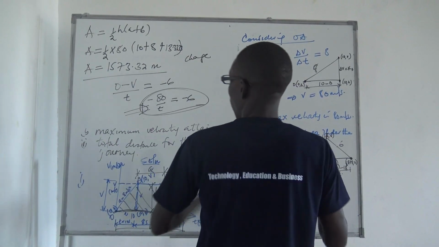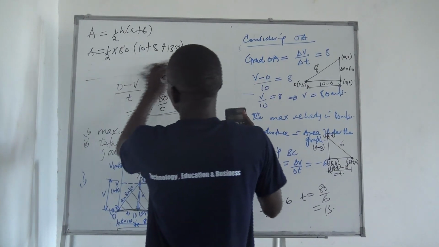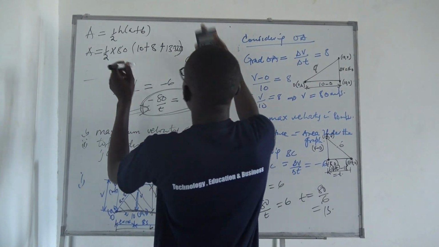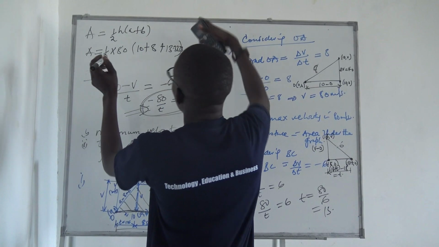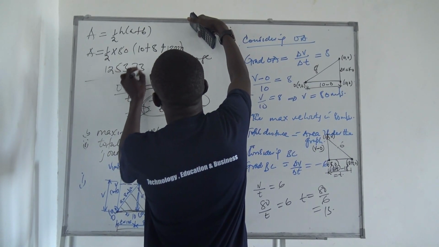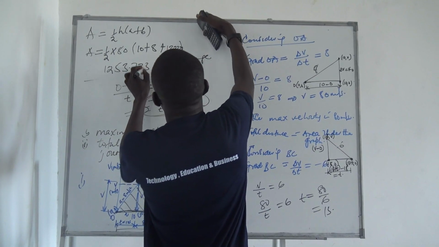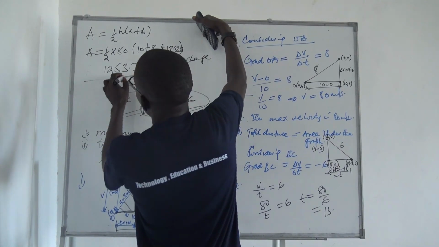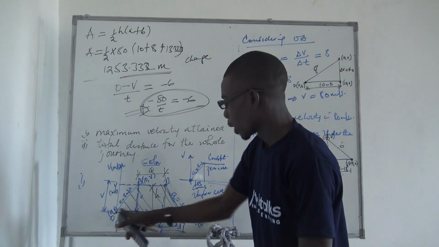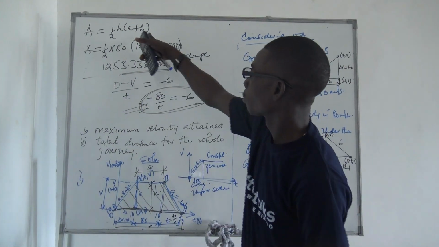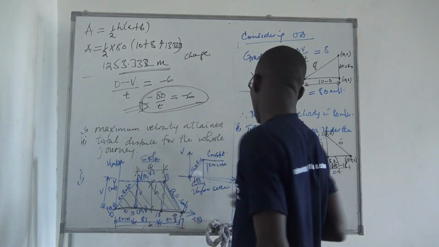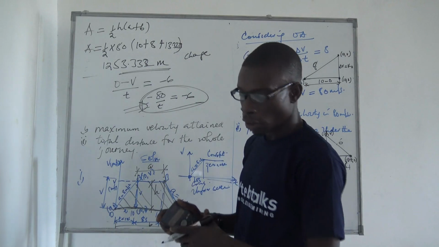That answer, we have blundered it. This is supposed to be 1253.332 meters. That is the correct answer, because we are supposed to take the base as the base of the trapezium, which is 10 plus 8 plus what we already calculated there.